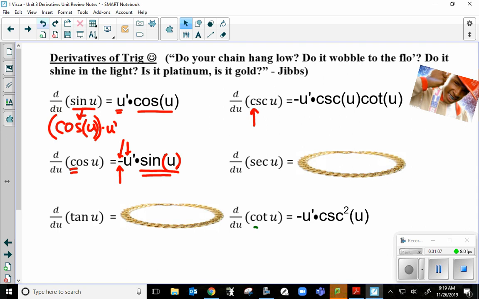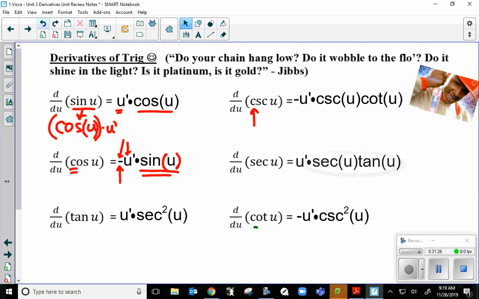Let's take a look at tangent. The derivative of tangent is secant squared of u times u prime. It is not negative because it doesn't begin with a C. No, there's no mathematical reason behind that. I just make the connection. Secant of u: the derivative is secant of u times tangent of u times the derivative of u. Chain rule. Do your chain hang low?